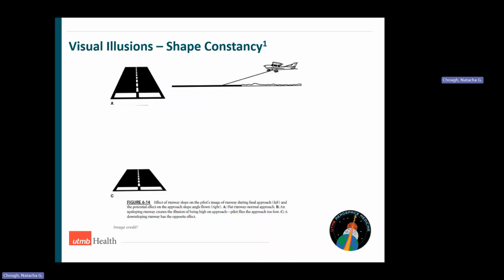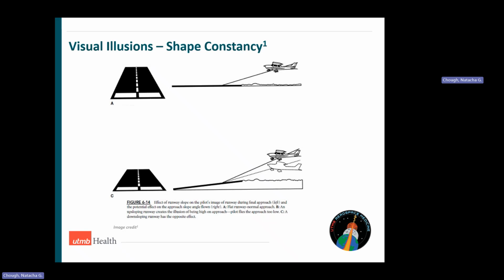So what about a downsloping runway? Again, the graphic at the top runway, next to A, is your ideal level landing. The bottom image, labeled C, represents a downsloping runway. Do you look higher or lower than the top image? You are correct if you said lower.